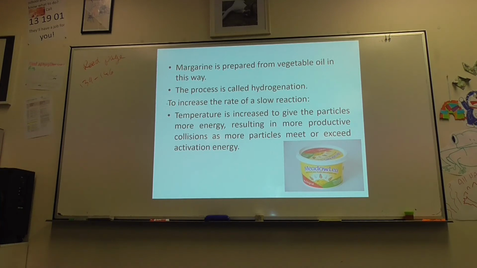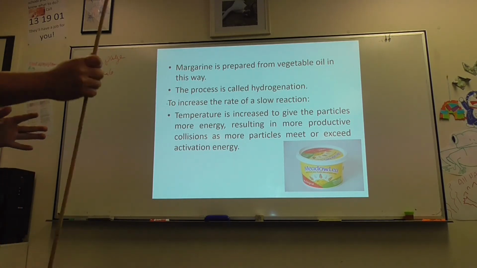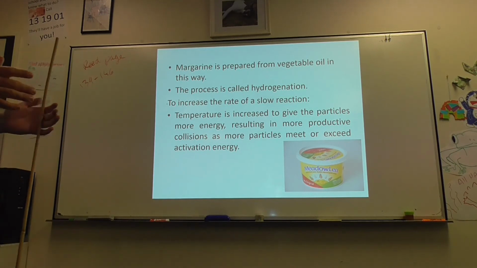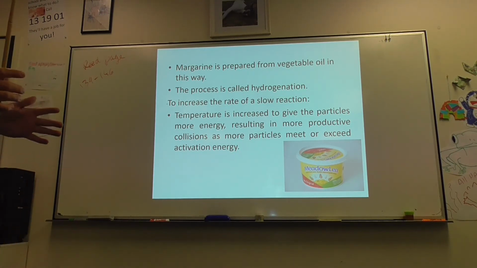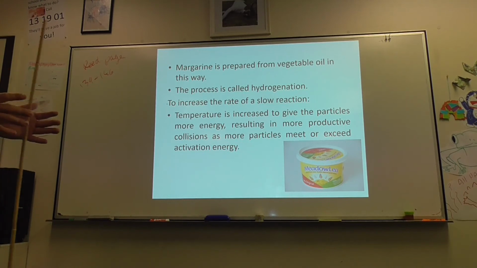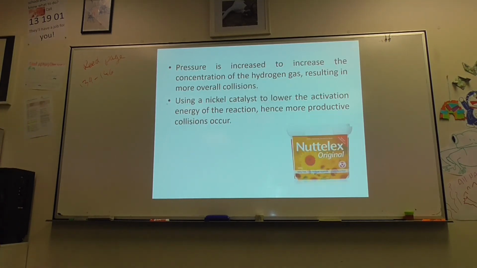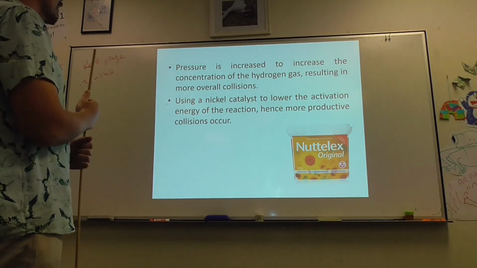So you end up getting margarine. And they don't want to take ages to make the margarine, so you use your catalyst and your temperature to reduce the activation energy and to increase the rate of reaction. You also do it under pressure, so that the hydrogen gas has more chance to hit the double bonds.